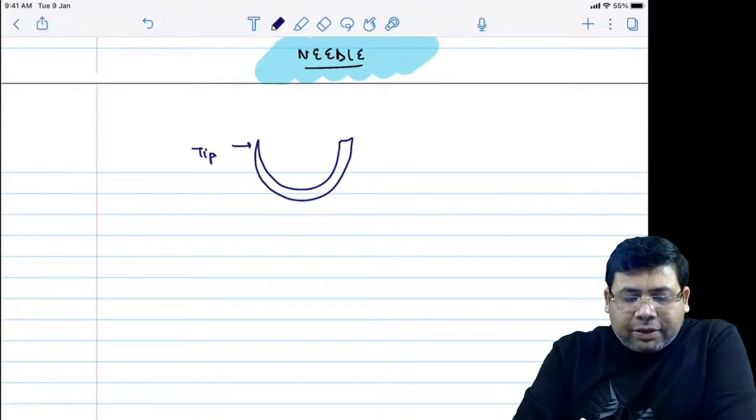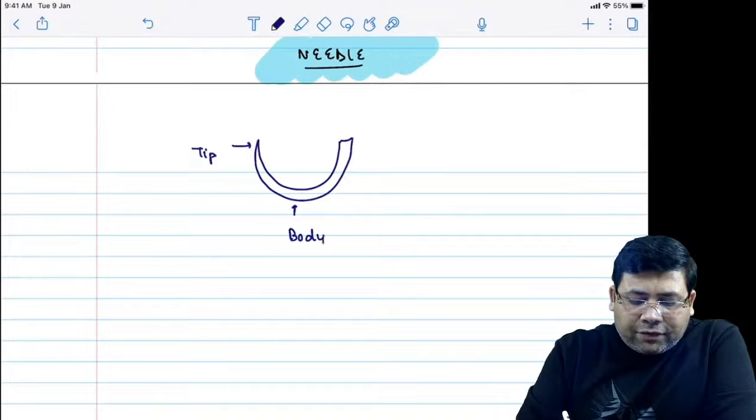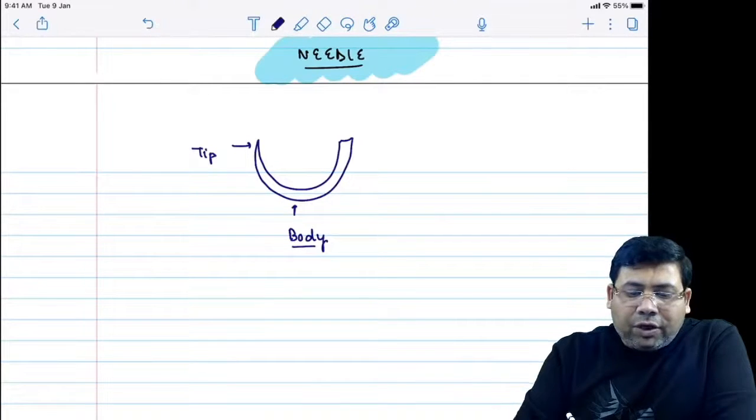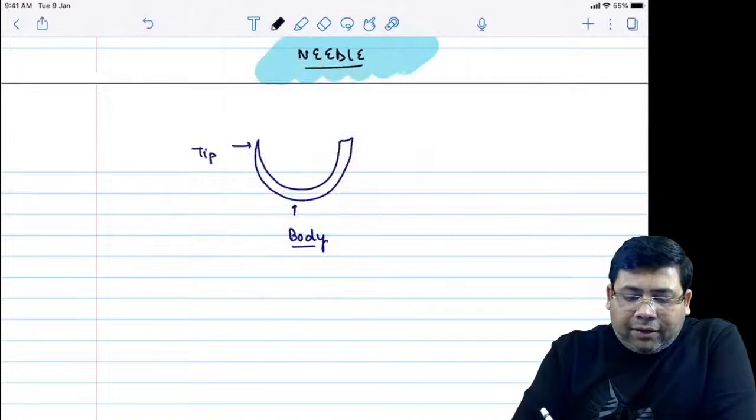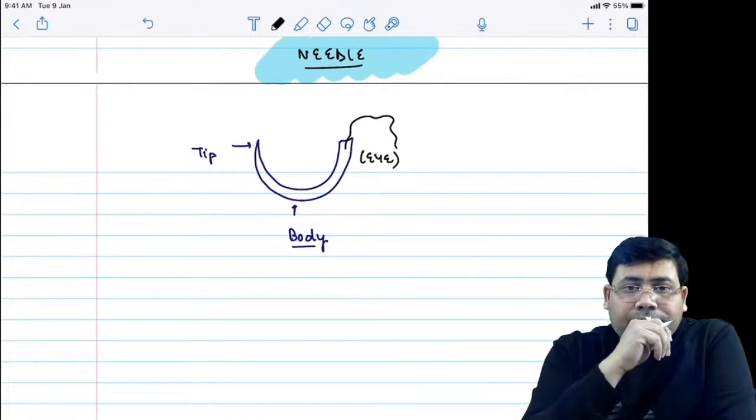This is the tip of the needle. This is the body of the needle. So we have the tip of the needle, the body of the needle, and the eye of the needle. Can you see, students? The eye in this case is not visible.